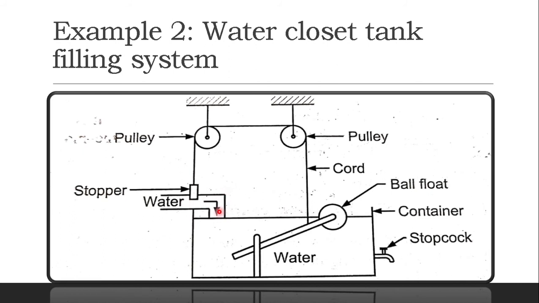Now at some instant when your container becomes full, the stopper shuts off, and in that case the water inlet into the system can be 0. So this is the simplest example of a water closet tank filling system. In this way you can understand the concept of a closed loop control system. Here your input is your water and output is the level of water in the container.